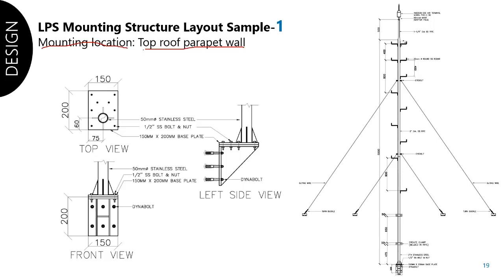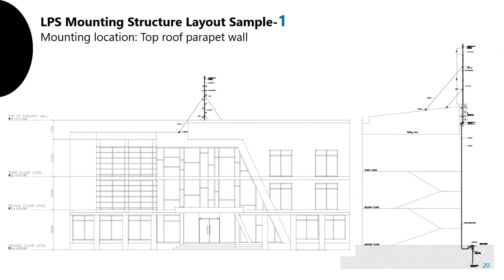So the mounting structure is, I think, like this. This is the parapet wall of the roof of the facilities, and this is the roof line. That's how we mount this. This is a front view, and this is a side view; here I stated left side view. So this is our front view and the side view elevation.